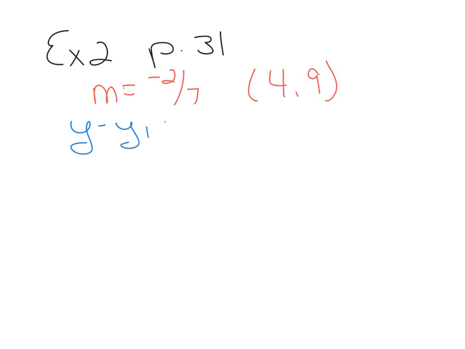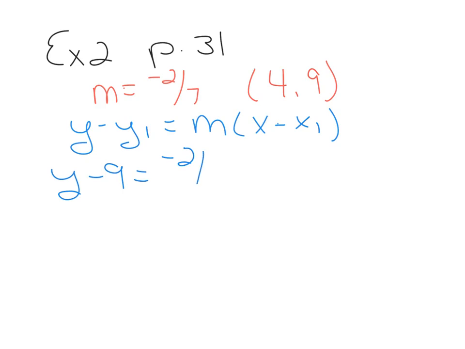Y minus y1 equals m times x minus x1. All right, and so remembering what we're going to do, this y1 and this x1 are these coordinates. So the y coordinate will go here, the x coordinate will go here, m is the slope, and that will go here. So when we put it all in there, it's going to say y minus 9 equals negative 2/7 times x minus 4.